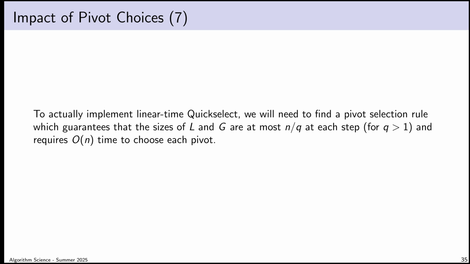So what we need, if we actually want to implement linear time quickselect, is to find some pivot selection rule which guarantees that the size of L and the size of G are at most n over q at each step, where q is greater than 1.